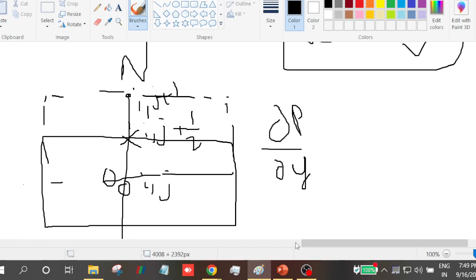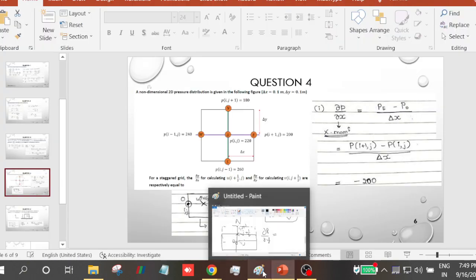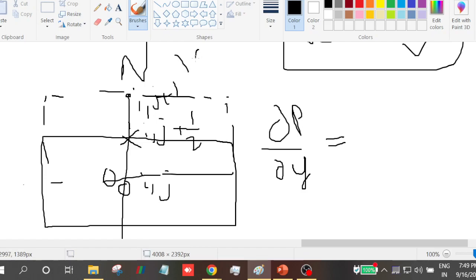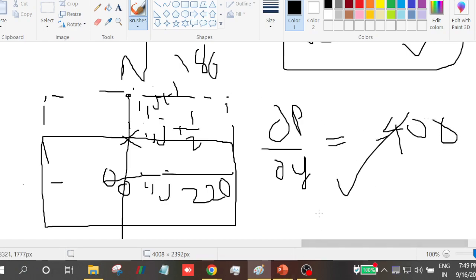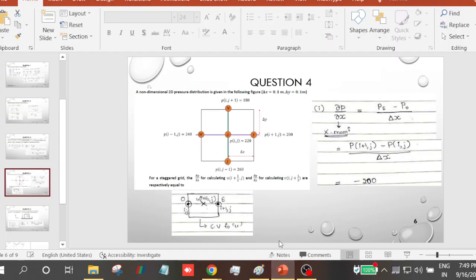I'll write the values also. Maybe you can just write the answer on the chat box. 180, 220. What should be the answer? Here 180 it is, here 220 it is. Oh, yeah, it should be 180 minus 220 divided by 1, which comes out 40 divided by 1. It should be 400. Yes, correct. Minus 400. Okay. So yes, this should be the answer. So now you can see that although in this problem here it was different, again 260 was there.